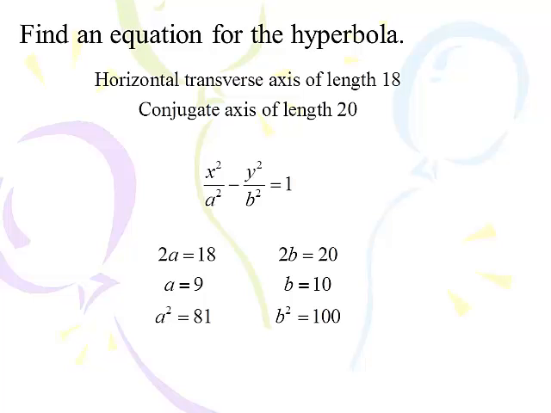Now the reason I know it's going to be x squared over a squared is because it said horizontal transverse axis. The transverse axis connects the vertices. So that's right to left, which means my x squared will be positive, and the a squared will be underneath the x squared. So I move the a squared underneath the x squared and the b squared underneath the y squared. I get x squared over 81 minus y squared over 100 is equal to 1. And that wraps it up.